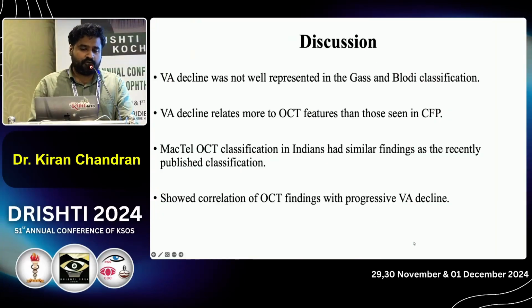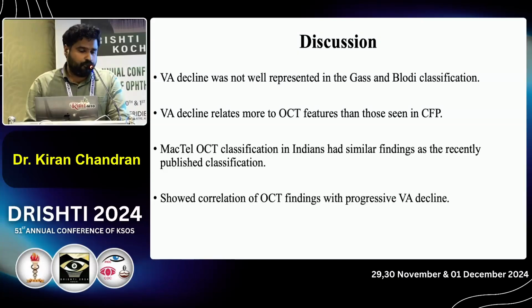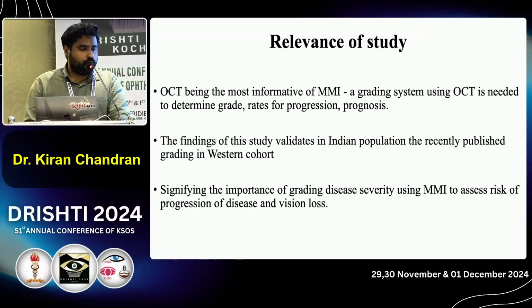So visual acuity decline was not well represented in the Gass and Blodi classification, and visual acuity decline relates more to OCT features rather than that seen on clinical fundus photo as devised by Gass and Blodi. So the MacTel OCT classification in the Indian cohort had similar findings as the established classification in the Western cohort, and it showed correlation of OCT findings with progressive visual acuity decline. OCT being the single most informative imaging modality in MacTel, a grading system using OCT was needed to determine the grade as well as rate of progression and prognosis. And our findings correlate with that of the Western cohort, signifying the important grading severity to assess the risk of progression and vision loss. Thank you.